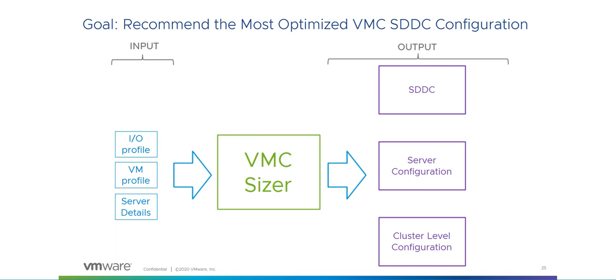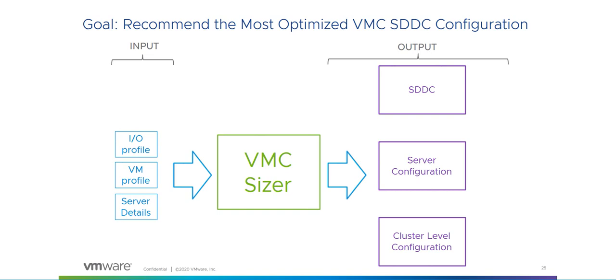vmcsizer.vmware.com. If you go there, it's open to everybody. It doesn't require any sign up or anything like that. You just go there and enter your details and off you go. But what it does is it takes a number of inputs from you. So the IO profile for the workloads, this can either be on an aggregated basis. So it could be, you look at your storage array on premises and see how many IOPS it is consuming. Or you can do it on a per VM basis if you have that data.